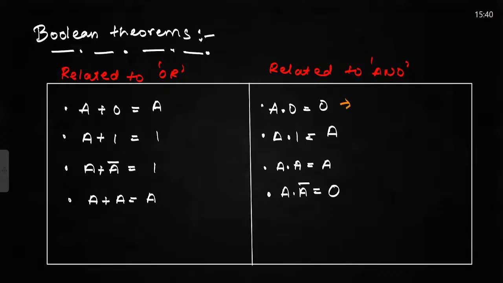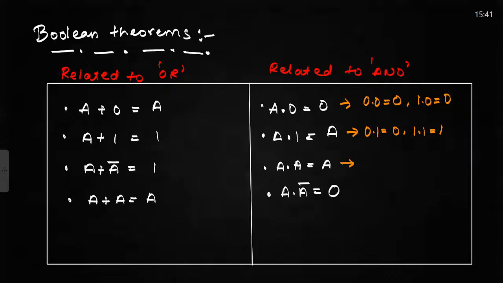If I am taking A is equal to 0, then 0 into 0 will be 0. And if I am taking A is equal to 1, and 0, that will also be 0. Similarly, for A and 1, 0 and 1 is 0, and 1 and 1 is 1. So here my A is the only output. So A and 1 is A.